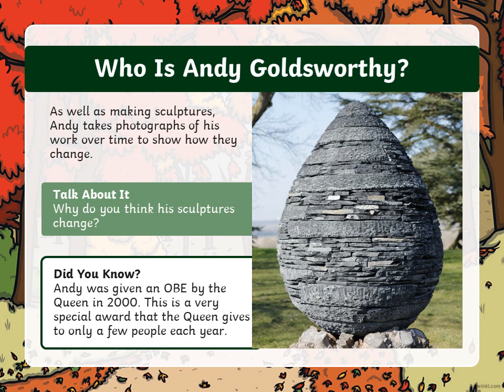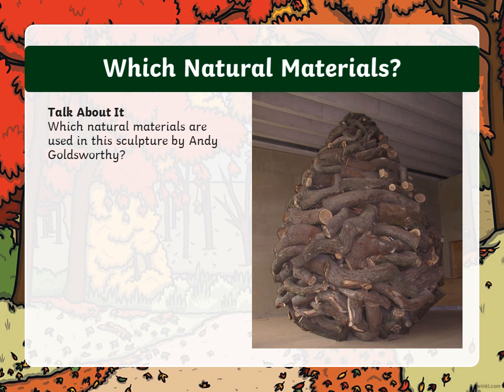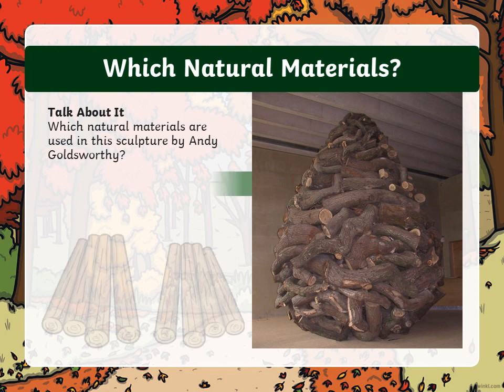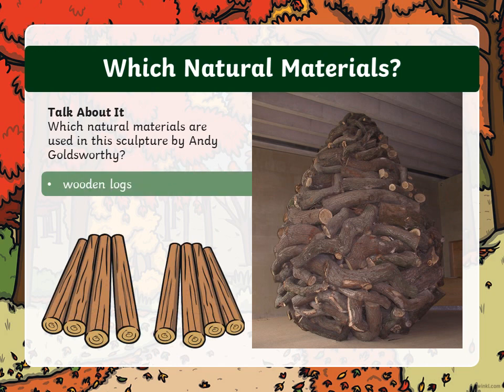This is a sculpture he's made of some stones. Do you like the shape? Look out for it later on. Which materials are used in this sculpture? Look closely. What is it made of? It's made of some wooden logs. But he's formed them into that teardrop shape, just like the previous sculpture made out of stone.